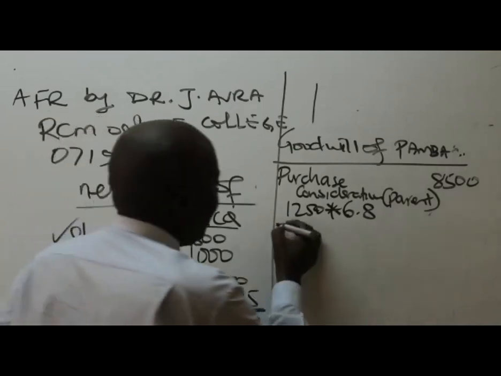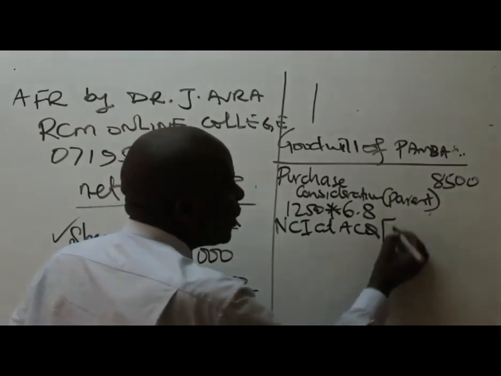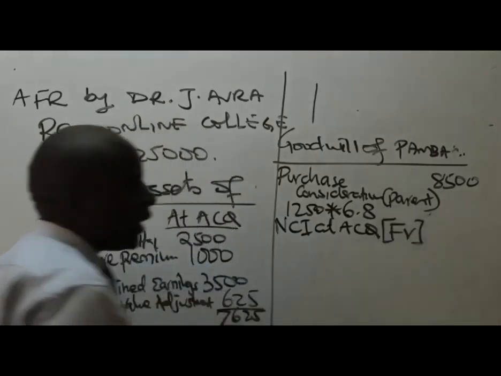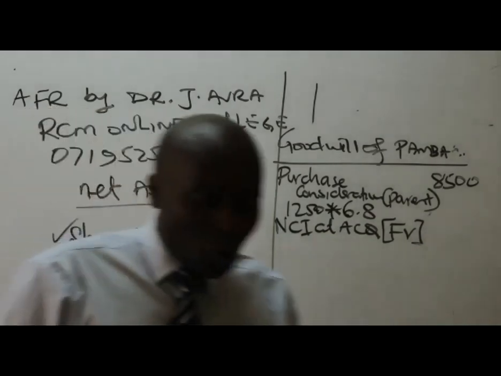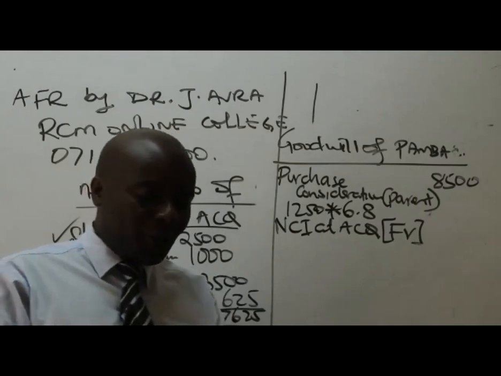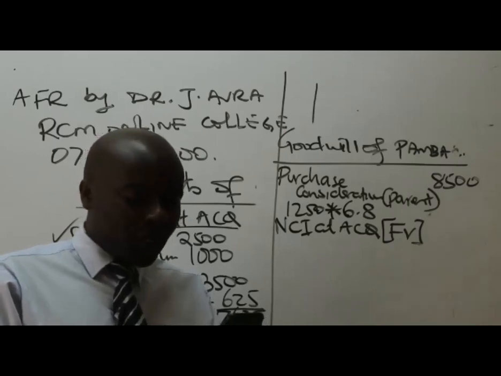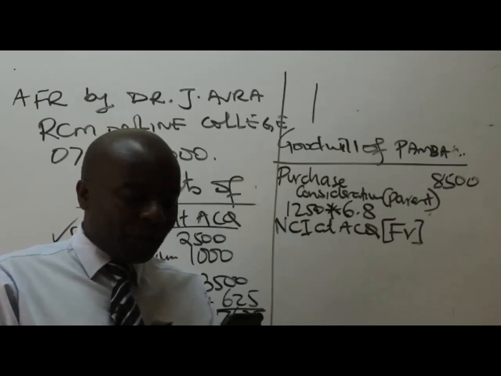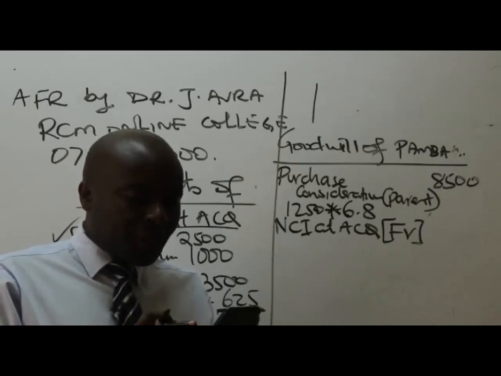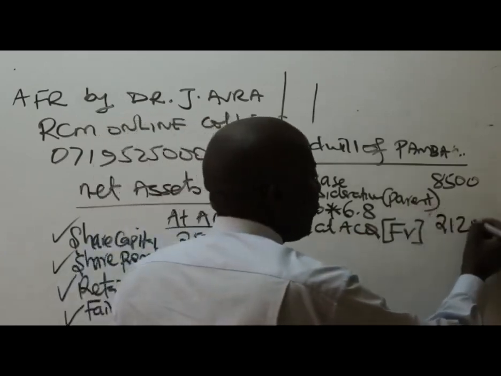So in this case here, come and give us the NCI at acquisition. And remember, this NCI at acquisition has to be taken at fair value. The shares that they held at acquisition had a fair value of how much? We are told in note number two, the group's policy is to measure the non-controlling interest at fair value. At the date of acquisition of PAMBA Limited, the NCI had a fair value of 21.25. So they had 21.25, this NCI.